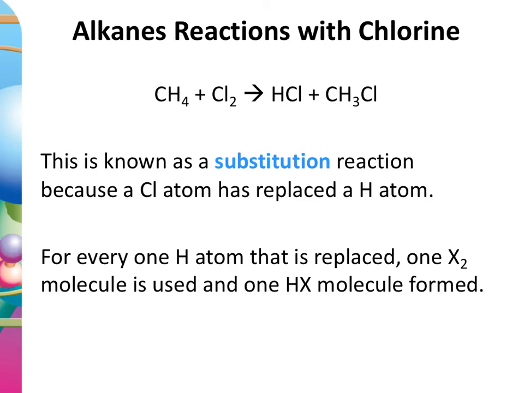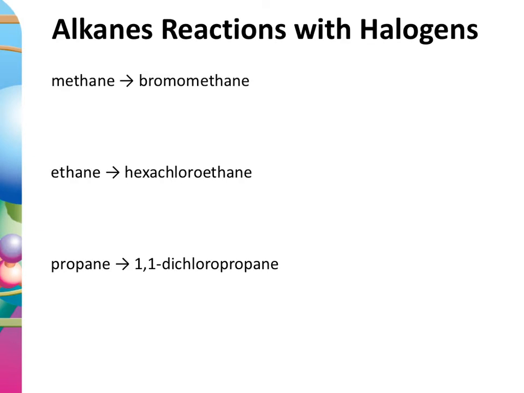If we have an alkane reacting with a halogen, then for every one hydrogen atom that's replaced, one halogen molecule, where X represents any halogen, is needed and one hydrogen halide molecule is formed. So in the reaction at the top, we replaced one of the hydrogens in methane with a chlorine. We required one chlorine molecule to do it, and we got as a product one hydrogen chloride molecule.